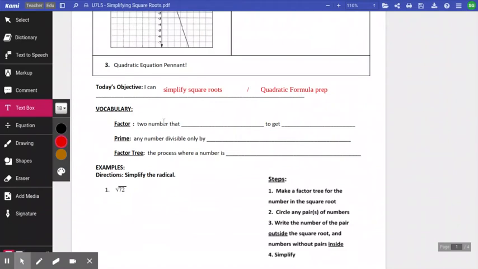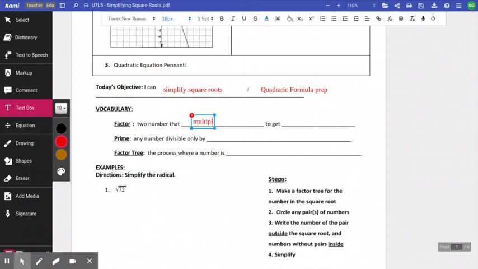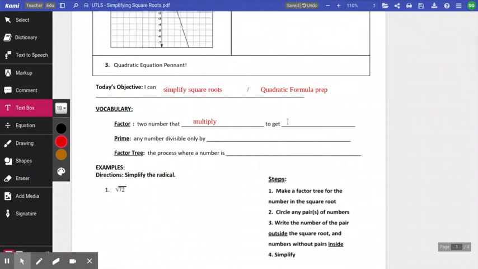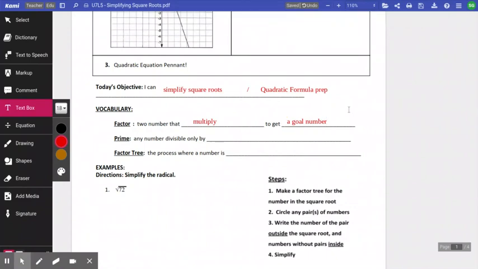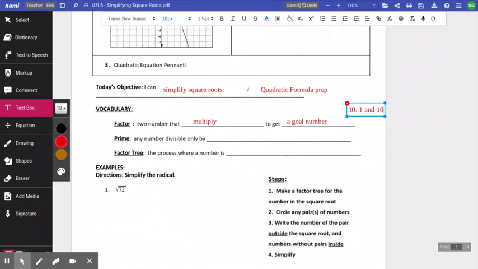In order to simplify square roots, there's going to be some words that you hear me say. That first word, it seems to be the word of the week, is factor. At this point, we're pretty good at knowing factor. Factors of numbers are just 2 numbers that multiply to get, I'm going to call it a goal number. So for example, lots of times we're talking about factors of a specific number. I could say the factors of 10 are 1 and 10 and 2 and 5. So I'll label that as my example. It's just pairs of numbers that multiply to get that goal number. In this case, it's a 10.